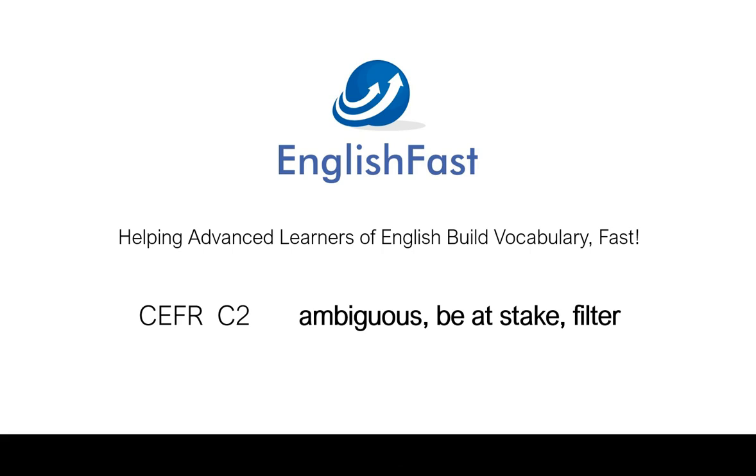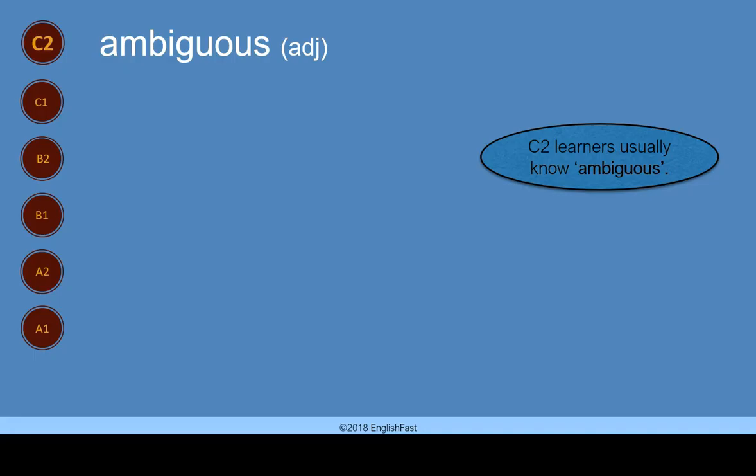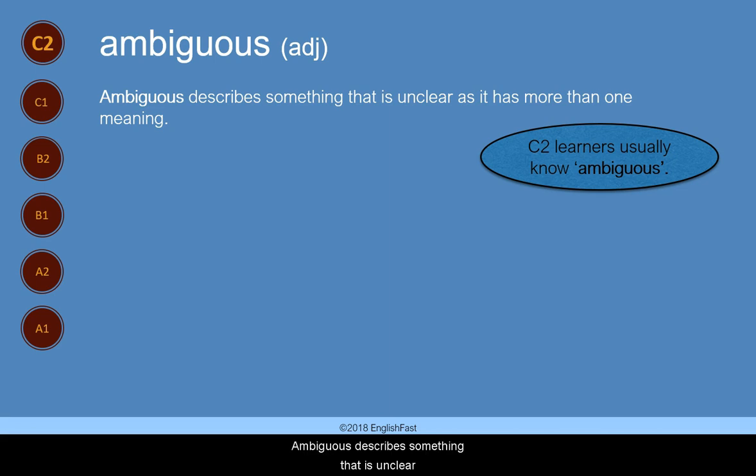CEFR C2. Ambiguous, be at stake, filter. Ambiguous. Ambiguous is an adjective. C2 learners usually know ambiguous. Ambiguous describes something that is unclear, as it has more than one meaning.